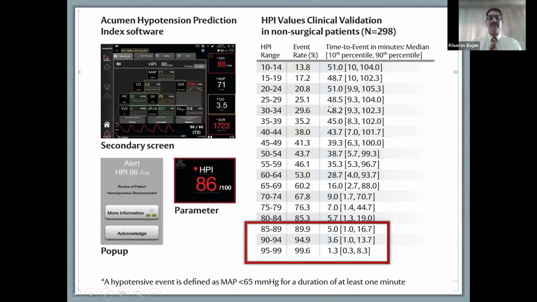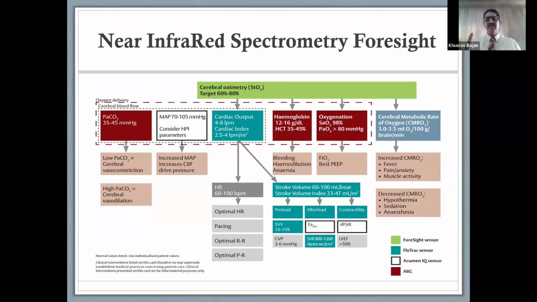Below that, there is less probability and less chance. So this is a newer technique in which you can actually insert this and know that the hypotension can be predicted by looking at a very complex formula which the monitor will calculate. This is not in hemodynamics, but this is just taking it further for the central hemodynamics, that is the brain hemodynamics. And this is an infrared spectrometer just put as a foresight on the temples.